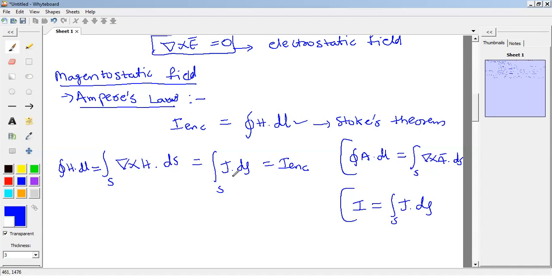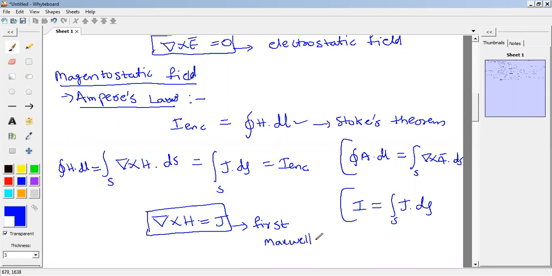Now, comparing these equations, we can write del cross H is equal to J. Del cross H is equal to J. This is the first Maxwell's equation for magnetostatic fields.